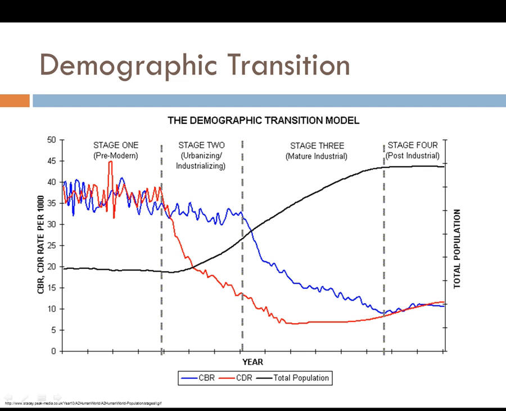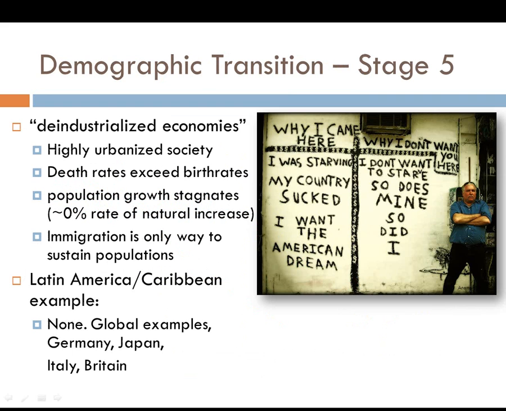Recently, though, we've started to talk about the possibility that there's another stage to the demographic transition model, and that would be the deindustrialized economies. The idea is that the basic characteristics would be that it's still highly urbanized, very densely populated, but death rates would exceed birth rates, leading to a decline in the natural rate of increase, which would be about 0%, almost no growth. And immigration becomes the only way to sustain economies, which is what most deindustrialized economies find themselves doing.